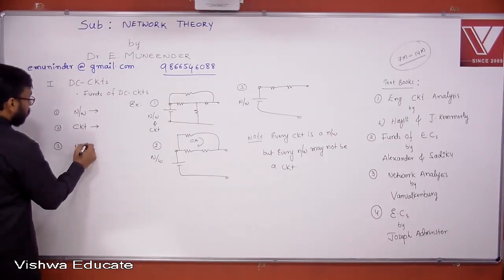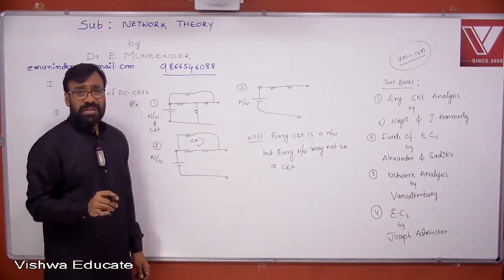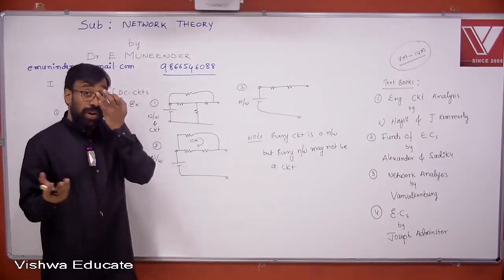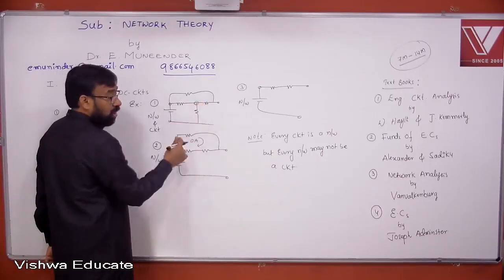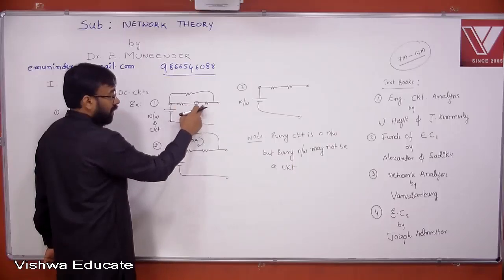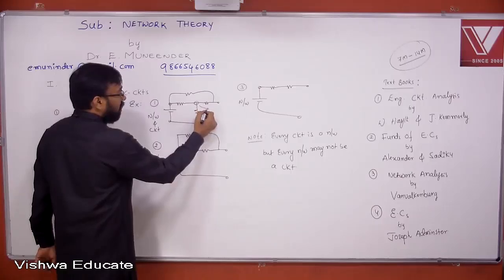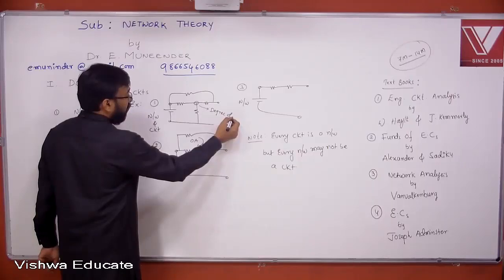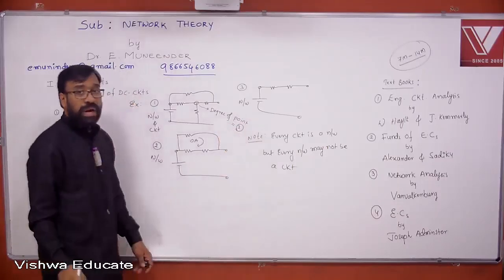What is a node? Node is nothing but what? It is a point or connection, or it is a point on the network where at least two elements are connected. Look at this. Can I call it a node? How many elements are connected? Three elements, or three branches, are connected here. Yes or no, all of you? Okay. Therefore, I can say the degree of this particular connecting point is 3.